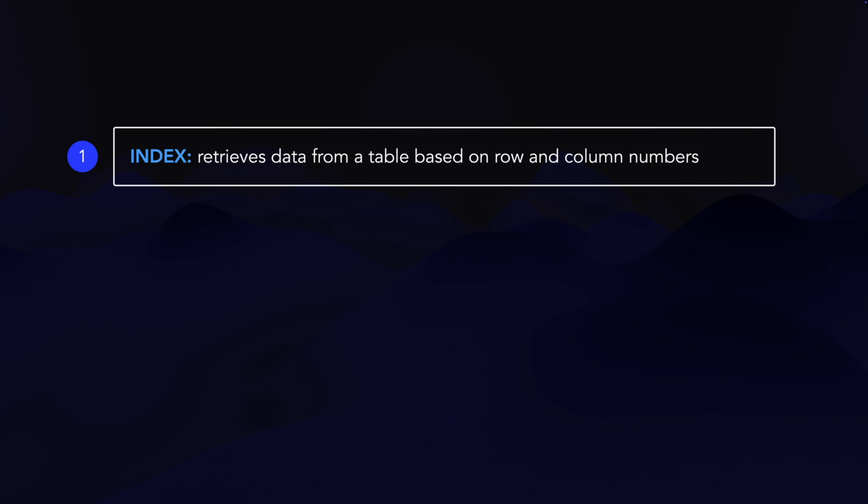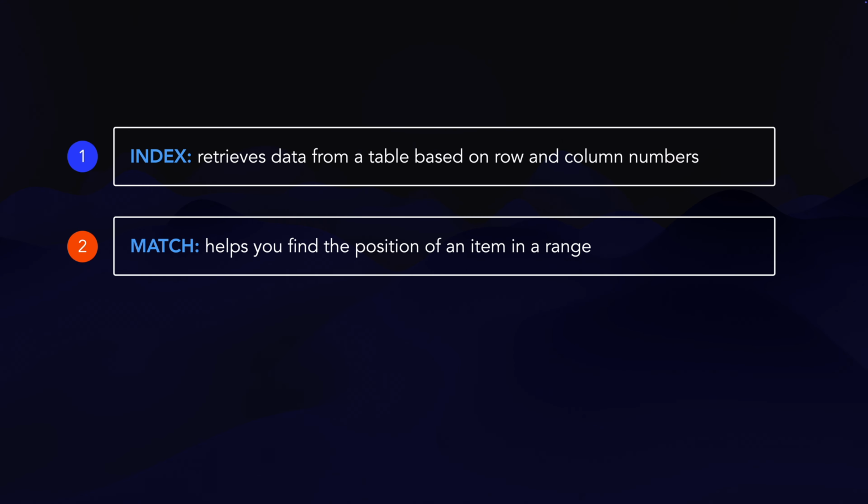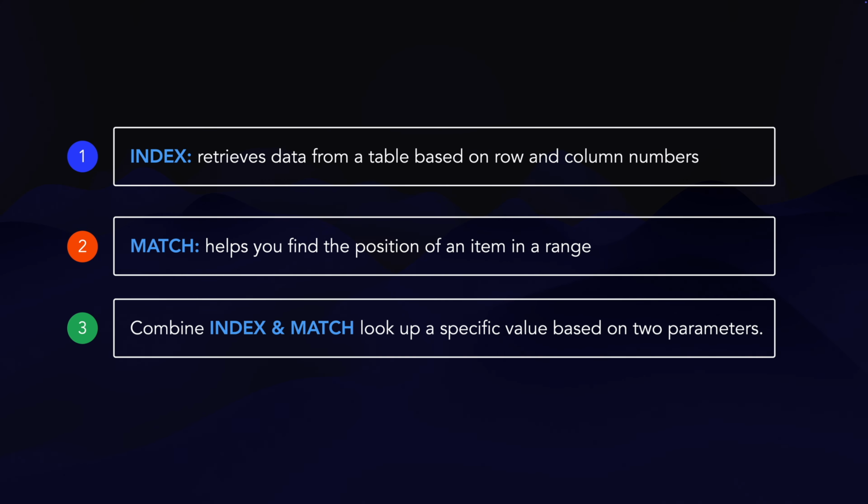So a recap, the INDEX formula retrieves data from a table based on row and column numbers. And the MATCH formula helps you find the position of an item in a range, making your lookup more dynamic. By combining these two, you can perform lookups based on two parameters. For simpler lookups, I also have two other videos on VLOOKUP and XLOOKUP linked right here.